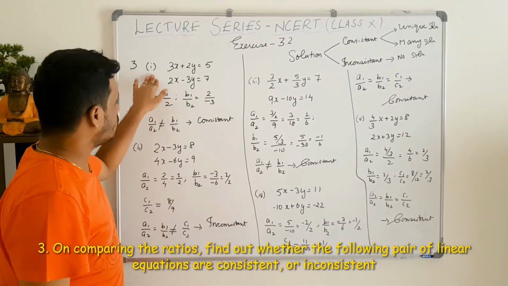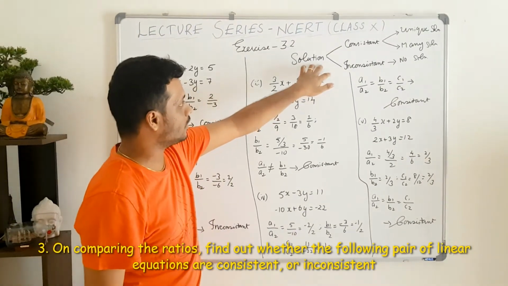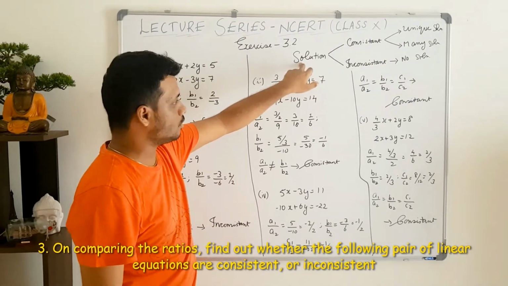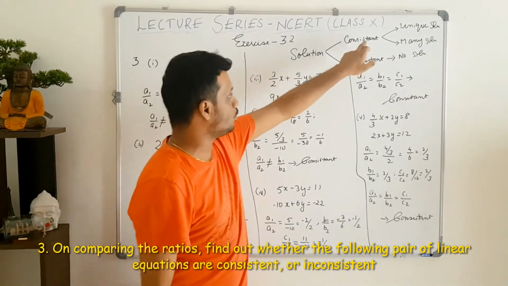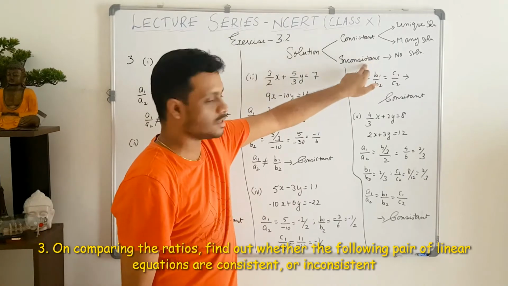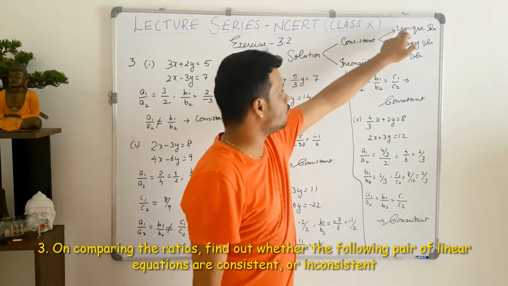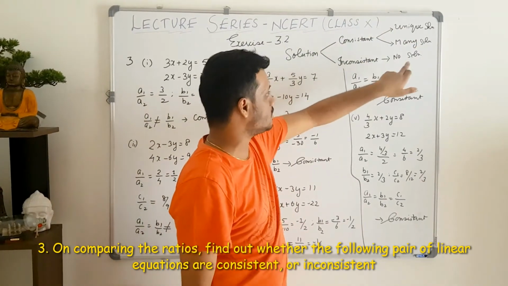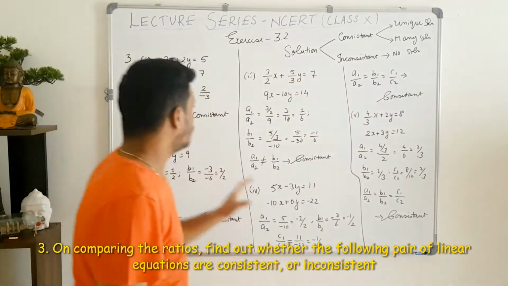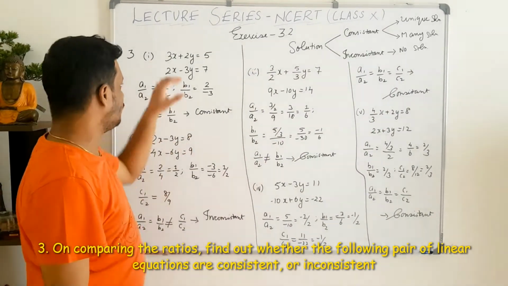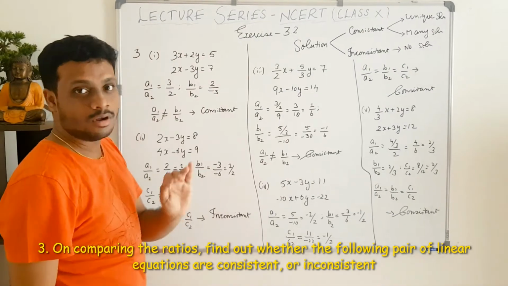Before going to the next question, let's have a recap of what we did earlier. When you find a solution for a linear equation, there are two possibilities as I told. It will be either consistent or inconsistent. In consistent, you have two conditions, unique and many. In inconsistent, it is only one, which is no solution. So in this question, they have asked you to identify whether the given set of equations is consistent or inconsistent.